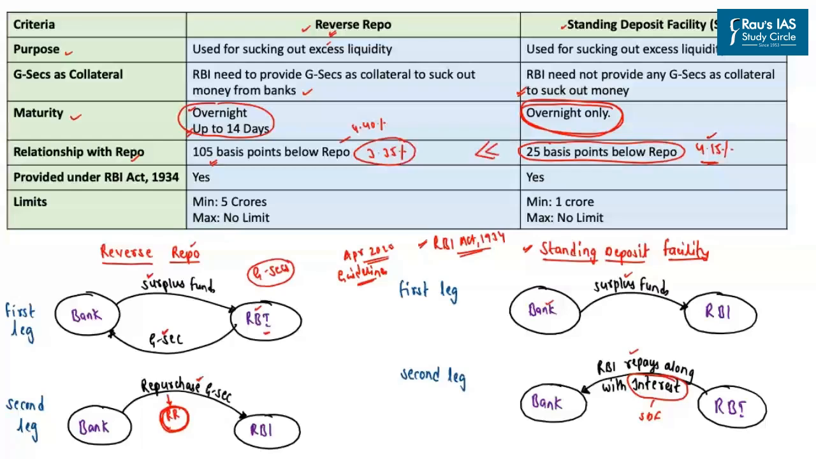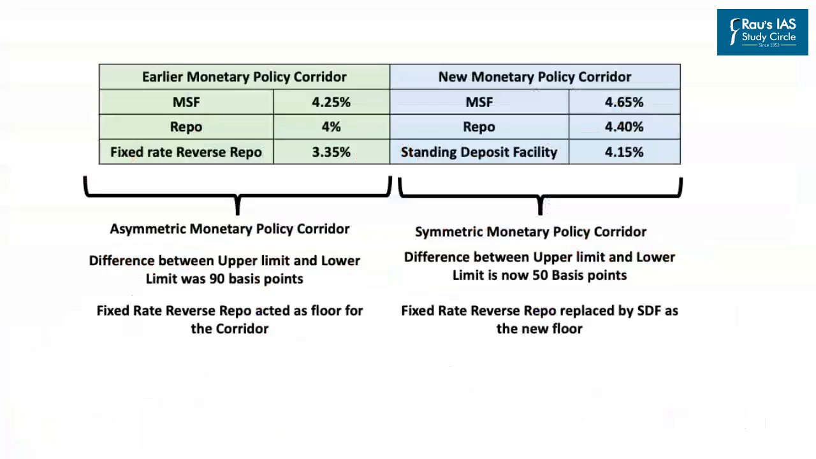The limit under the reverse repo is a minimum of 5 crores and there is no maximum limit. As far as the standing deposit facility is concerned, the minimum limit is 1 crore and there is no maximum limit. Finally, coming to the monetary policy corridor. If you look at the earlier monetary policy corridor, what used to happen was that repo was placed in the middle.